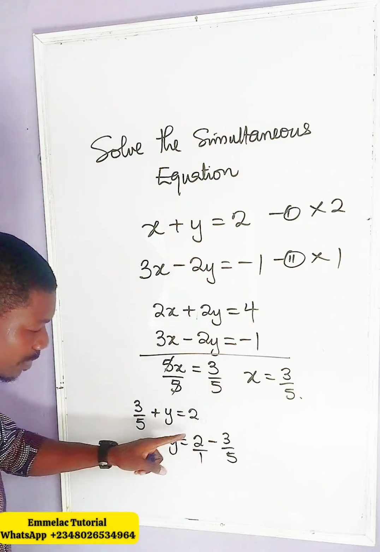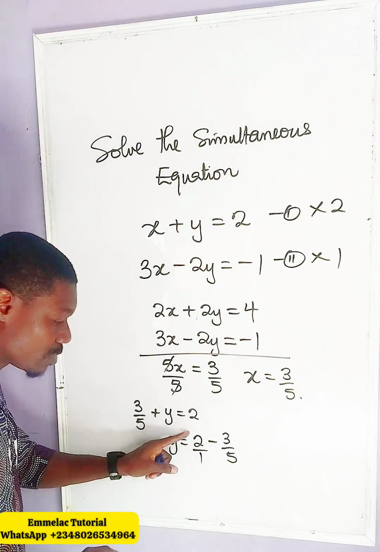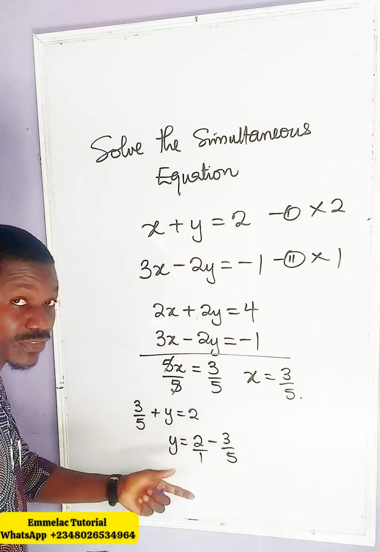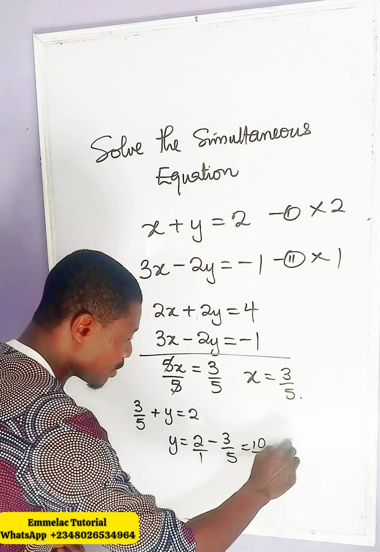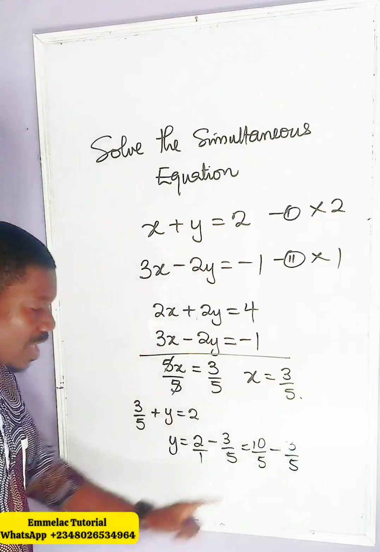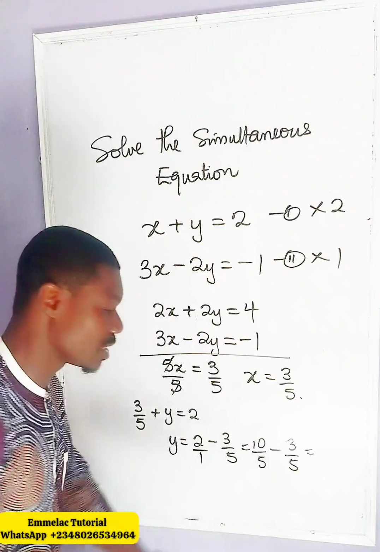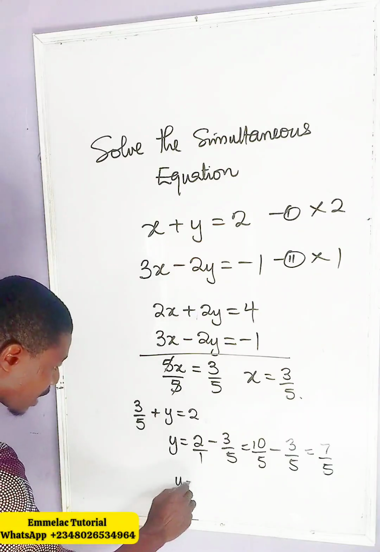Let us multiply both the numerator and the denominator of this fraction by 5. This is to help us achieve the same denominator. So here we have 10 over 5 minus 3 over 5. And by doing this, we can now subtract the numerators directly, giving us 7 over 5. So our y is now 7 over 5.